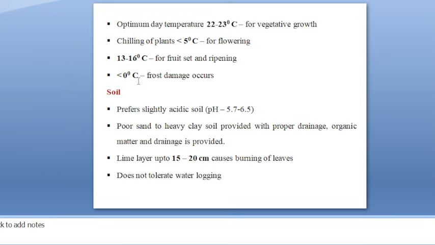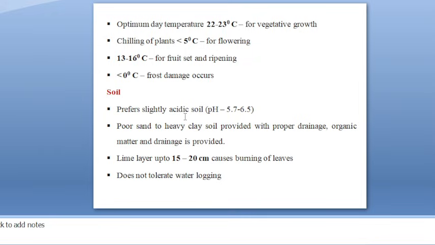If the frost is less than 10 degrees Celsius, that leads to the occurrence of verticillium wilt problem as well as the soft rot we can see in the storages, even when the fruit is about to reach the harvest stage. Next is the soil requirement.